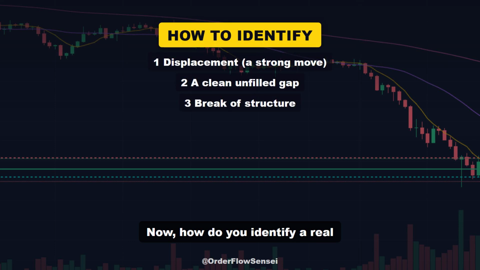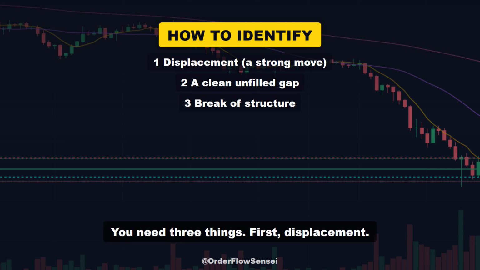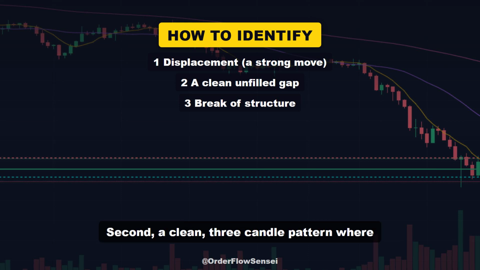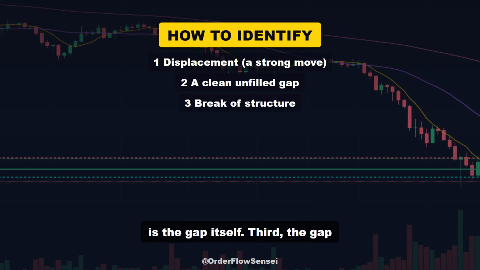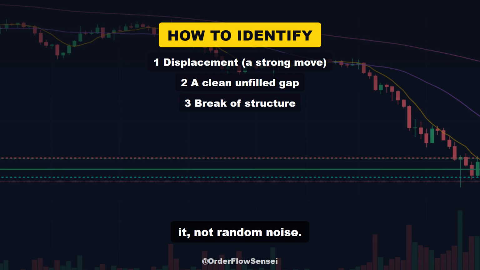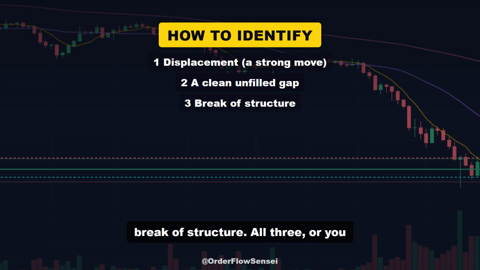Now, how do you identify a real one? Because not every gap is worth trading. You need three things. First, displacement. The move that creates the gap has to be strong and aggressive. A big candle with real force behind it, not a slow drift. Second, a clean three-candle pattern where the first wick and the third wick genuinely do not overlap. That untouched space is the gap itself. Third, the gap should sit inside a move that breaks structure, a fresh high or a fresh low. That tells you real momentum created it, not random noise. Displacement, a clean, unfilled gap, and a break of structure. All three, or you skip it.